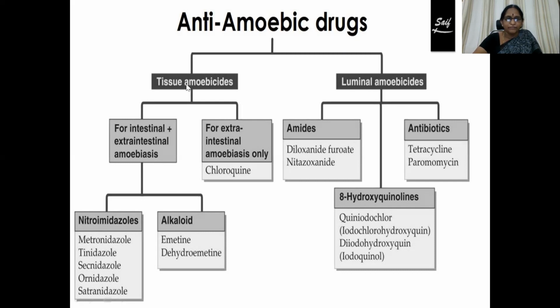Here we have tissue amoebicides, meaning for intestinal and extraintestinal amoebiasis. We have nitroimidazole derivatives like metronidazole, which is most commonly used for the management of amoebiasis. Then tinidazole, secnidazole, ornidazole, and satranidazole. Then alkaloids, that is emetine and dehydroemetine. Then for extraintestinal amoebiasis, chloroquine is the only available option. Now we'll go to each and every drug one by one.